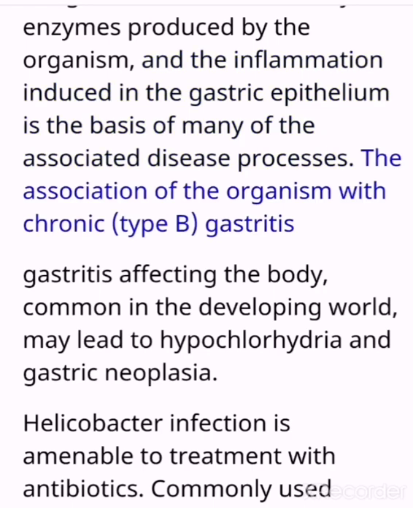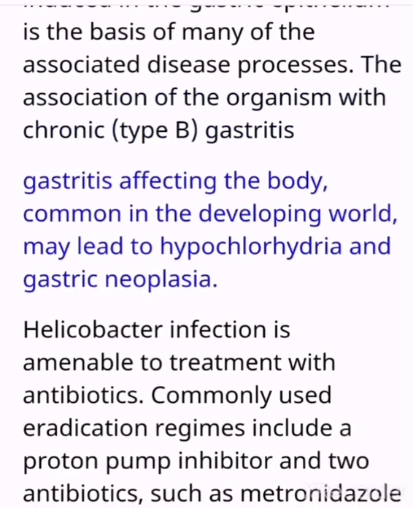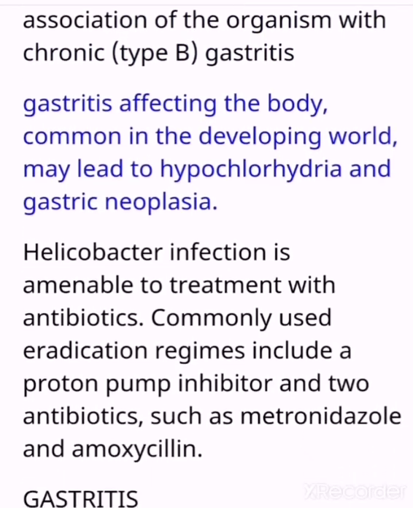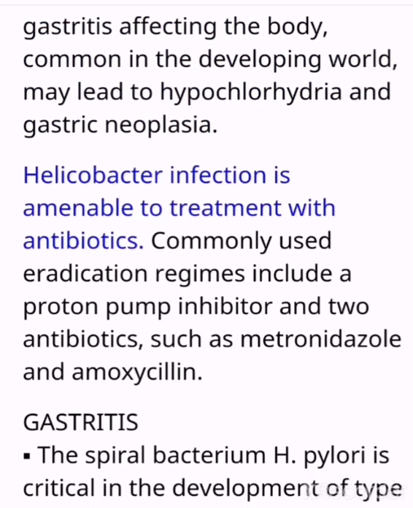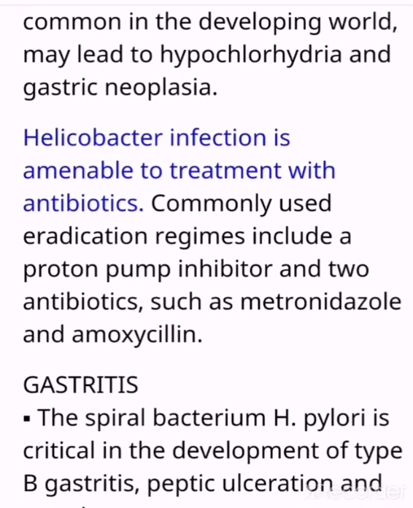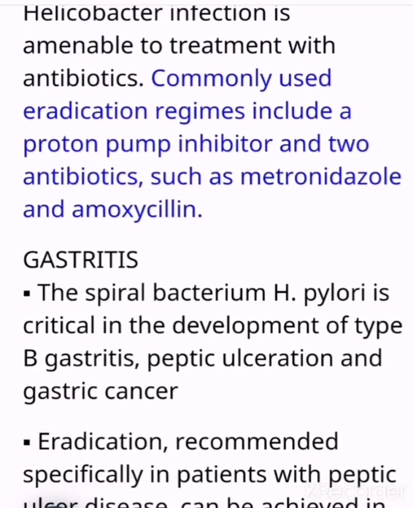The association of the organism with chronic, type B, gastritis. Gastritis affecting the body, common in the developing world, may lead to hypochlorhydria and gastric neoplasia. Helicobacter infection is amenable to treatment with antibiotics. Commonly used eradication regimes include a proton pump inhibitor and 2 antibiotics, such as metronidazole and amoxicillin.